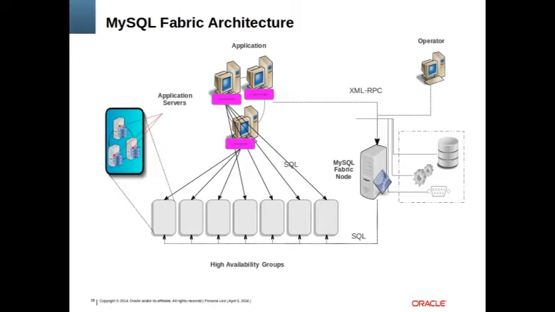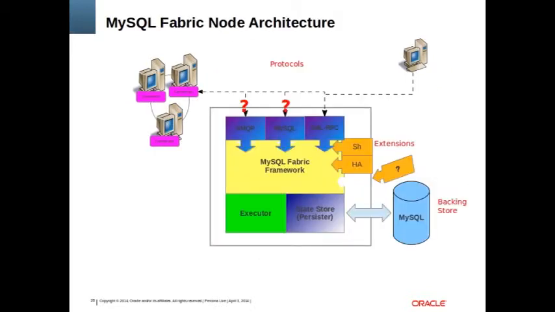Like I said, each of this is a high availability group. The concept of a shard exists over the high availability groups. You have the MySQL fabric node that is an extra component that is added. You need to upgrade to the new MySQL connectors that have become fabric aware. So we need to look into what exactly is inside a fabric node itself. What are the components inside a fabric node that's available?